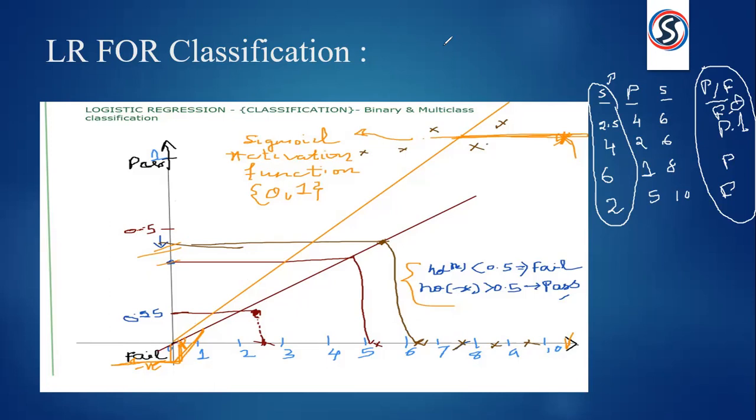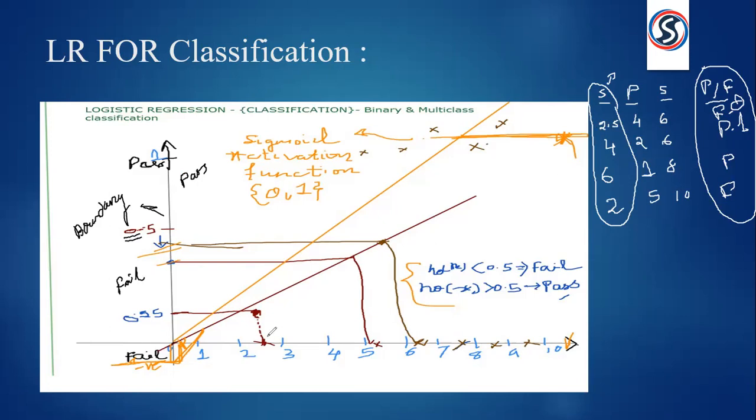My midline will be my 0.5. Now, if I do a line here, this is a boundary. Okay, this is my boundary. I'm calling it a boundary because above this 0.5, whatever the observation is, that will be passed. And below this 0.5, whatever the observation is, that will be considered a fail.